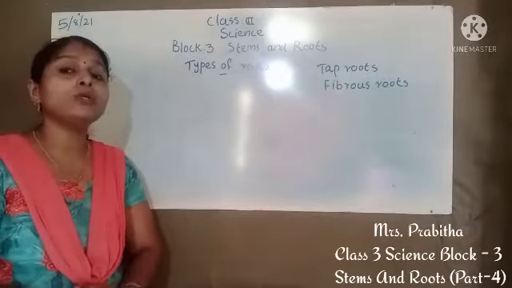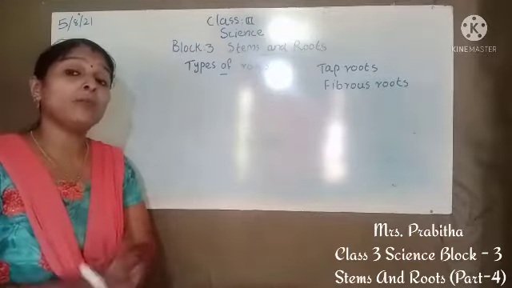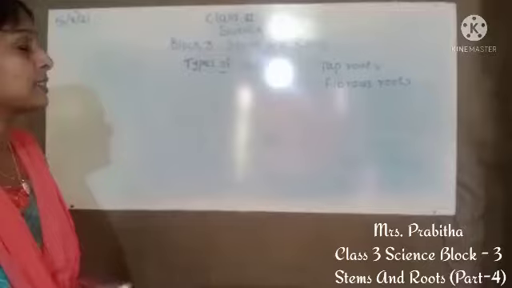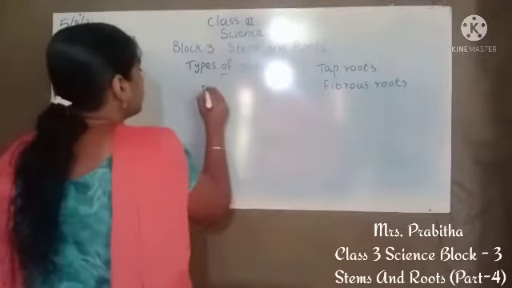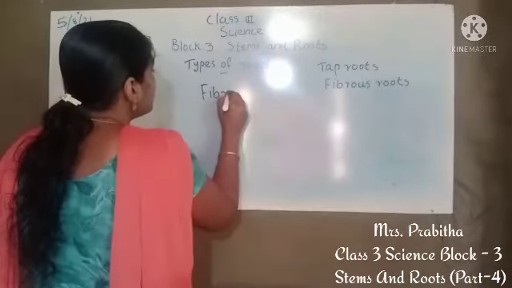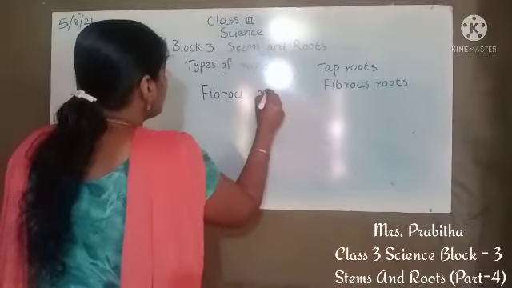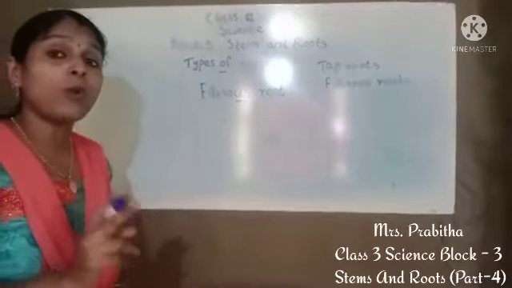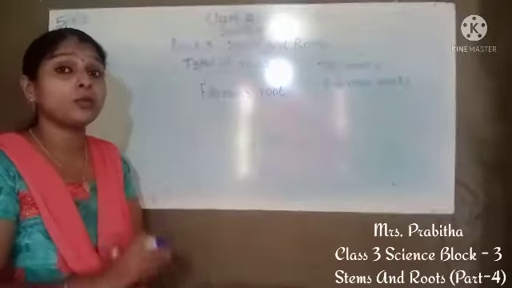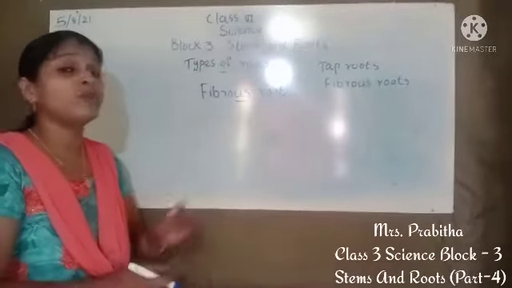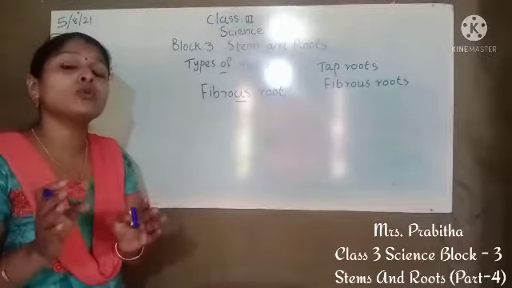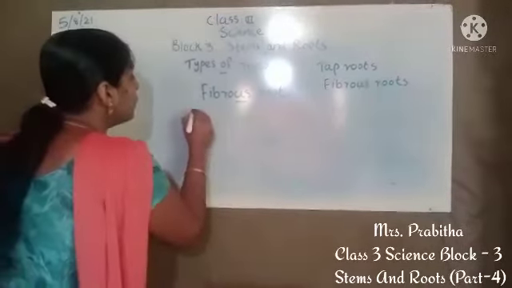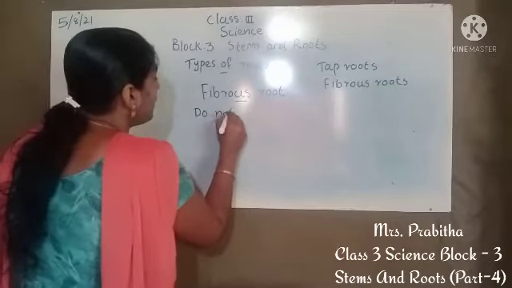Examples for tap root: tulasi, mango, and most of the trees have tap root. Okay, next we are going to discuss fibrous root. What is fibrous root? We studied tap root has one strong main root. But fibrous root does not have a main root.